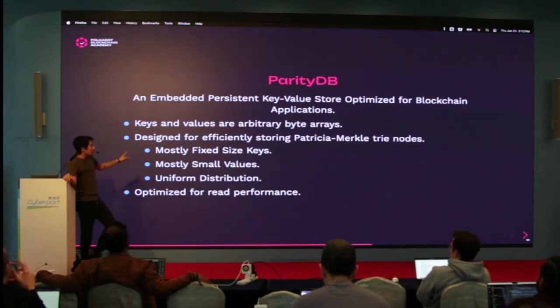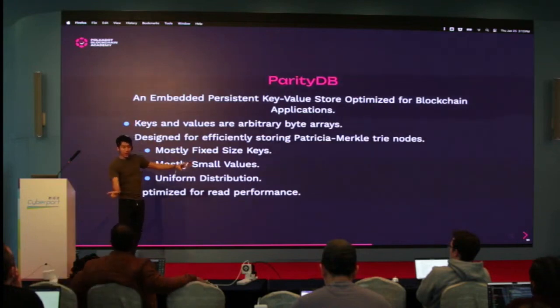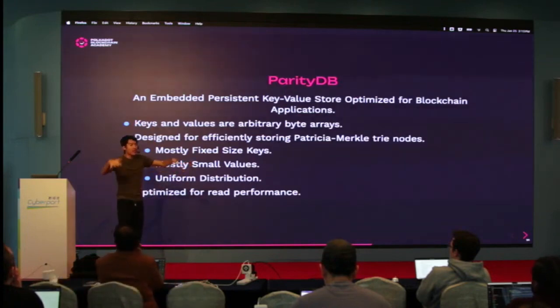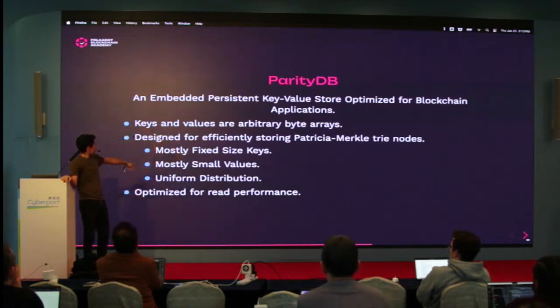So in a Patricia-Merkle tree, most of the keys are fixed size, right? They're mostly hashes. They're mostly small values. When you're building a Merkle tree, the data is here. Those are big, but there's like a million nodes to get to them, which are all small hashes, right? So it's really optimized for small nodes, right? And a uniform distribution of data.